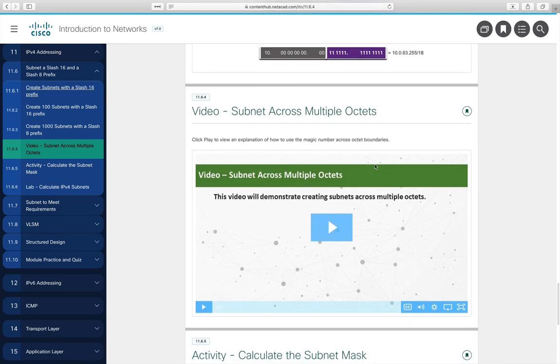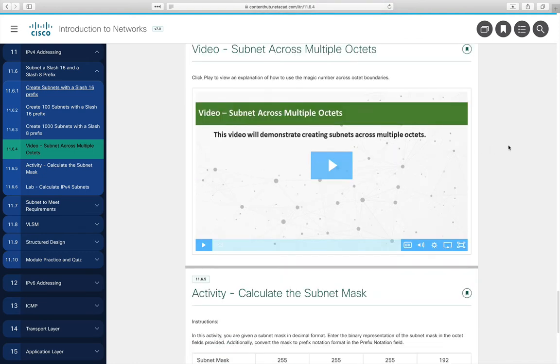So this video is talking about subnetting across multiple octets. In the example where we just borrowed 10 bits, that was a whole octet plus 2 more bits. So that's what we're referring to when we say subnetting across multiple octets.